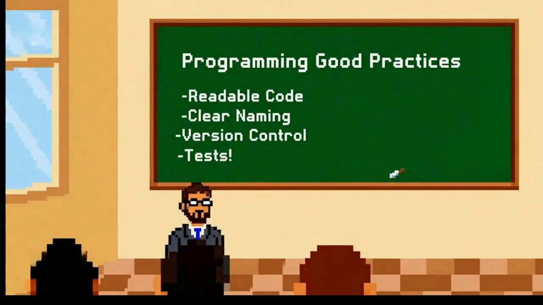Writing good tests is a skill that takes practice. It's not enough to just have tests. You need tests that are clear, maintainable, and actually verify important behavior. A good test has three parts, often called the arrange-act-assert pattern.